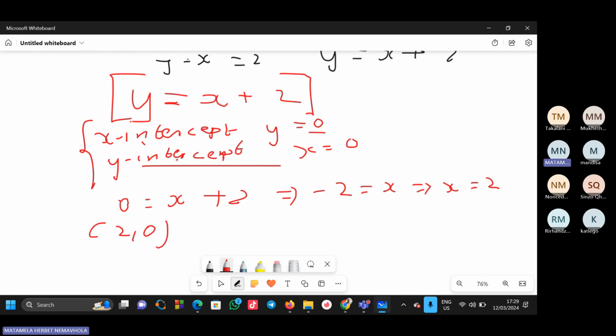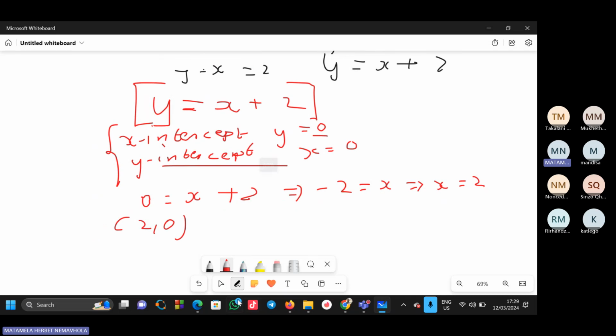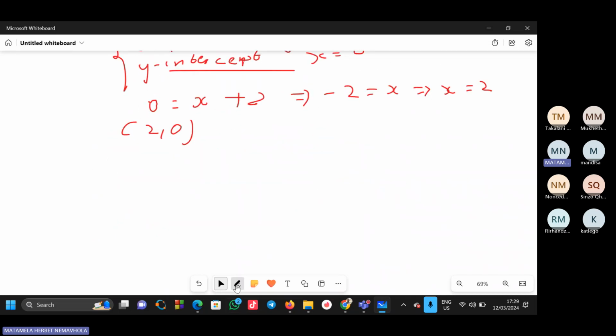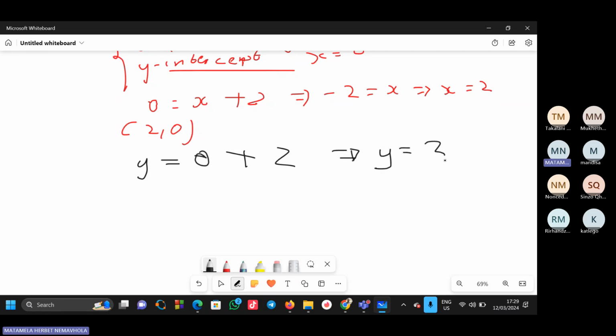So for the y-intercept, our x must be 0. When x equals 0, we're going to write y equals x plus 2, and where there is x, we put 0 plus 2. This implies that y is going to be equal to 2. So in terms of coordinates, when x was 0, we got y equals 2.